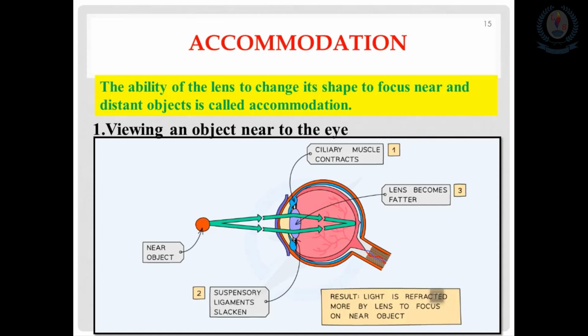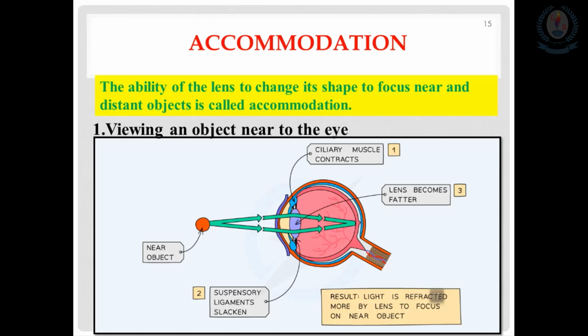When it comes to the focusing of light, a lot of the focusing is carried out by the cornea, but the cornea is a fixed focus. The rest of the focusing is carried out by the lens of the eye. The lens allows us to focus on near or distant objects. To do this, the shape of the lens should be changed. The ability to change the shape of the lens to focus on near or distant objects is called accommodation. Now we'll see how the accommodation takes place.